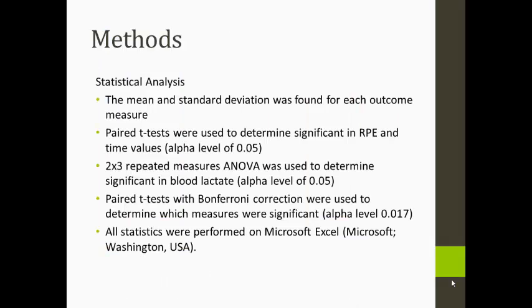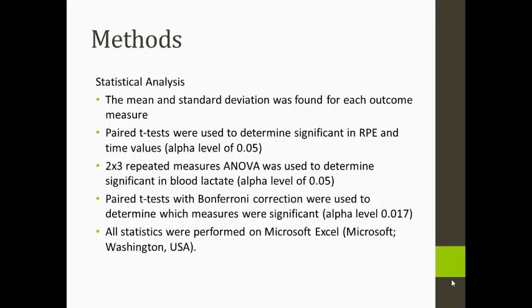At the conclusion of testing, the data was compiled with the means and standard deviations being found for each outcome. Paired t-tests were used to determine if there was a difference in the times and RPE between active and passive recovery, with the alpha level set at 0.05. Furthermore, a repeated measures ANOVA was used to determine if there was any significance in the blood lactate measures. Paired t-tests were then used with the Bonferroni correction to give a more detailed view of where the differences occurred.